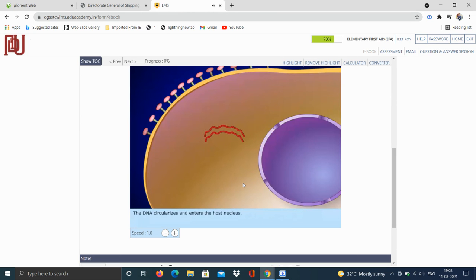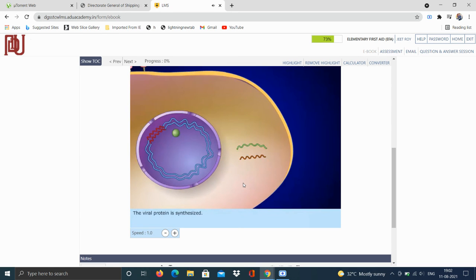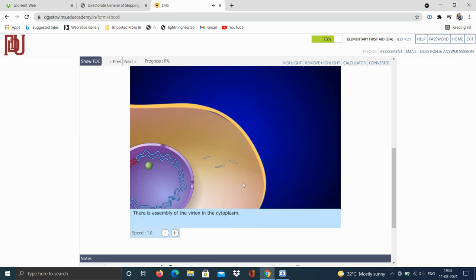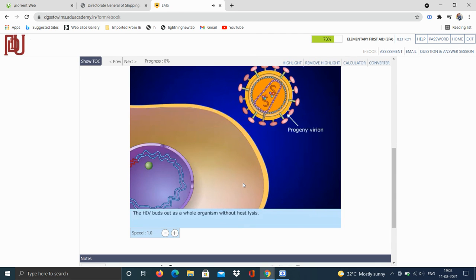The DNA circularizes and enters the host nucleus. It then undergoes transcription and translation. The viral protein is synthesized. There is assembly of the virion in the cytoplasm. The HIV buds out as a whole organism without host lysis.